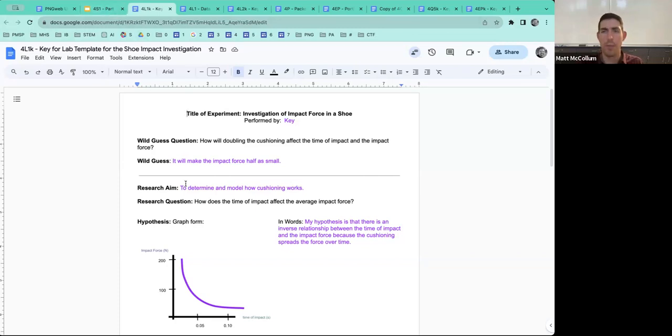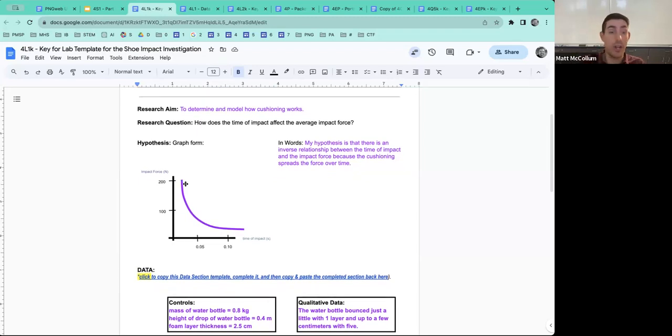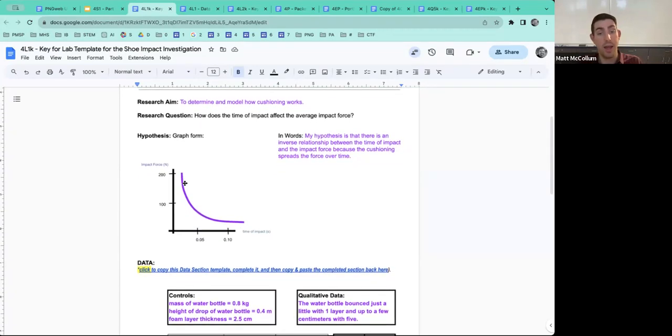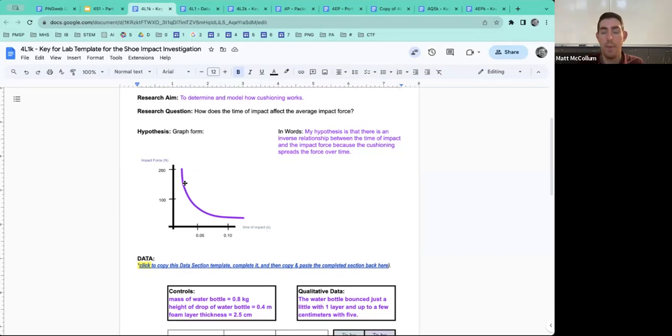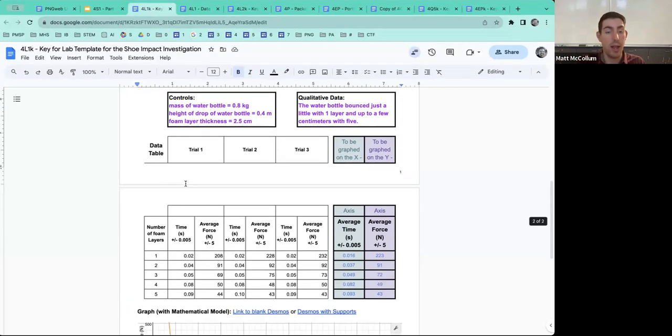And those are going to be iterated and improved on as well. But students are changing their water bottle and seeing that time of impact and what's happening. This is also one that at times we will have students share their data and get like a crowdsource of data.